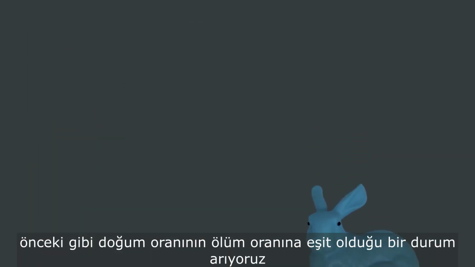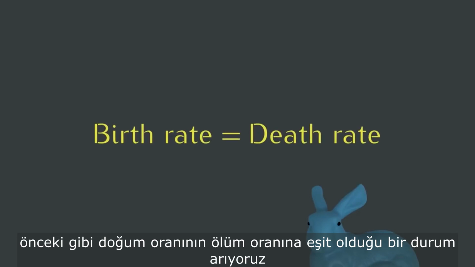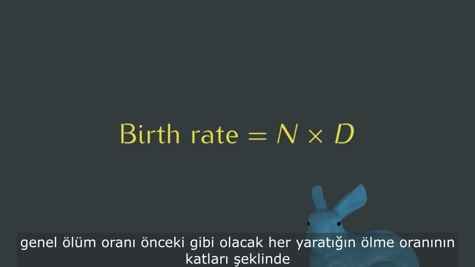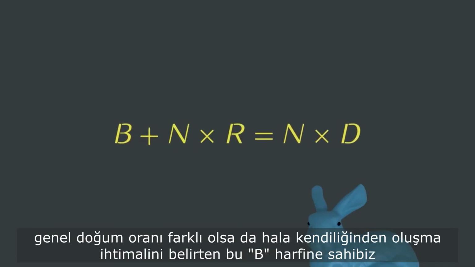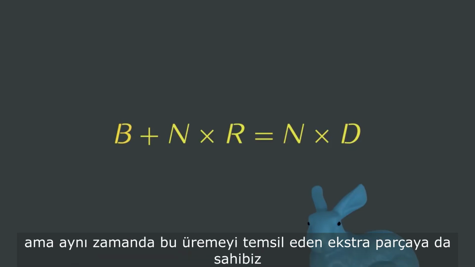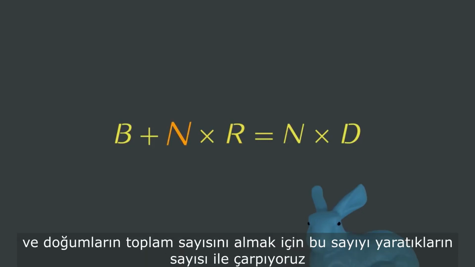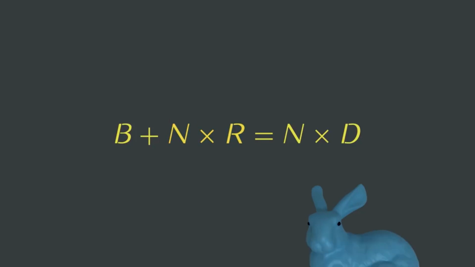Just like before, we're looking for a situation where the birth rate is equal to the death rate. The overall death rate is just like it was before. It's the number of live creatures times the likelihood of each creature to die. The overall birth rate is different though. We still have this B, which stands for the likelihood that a new creature will spontaneously pop into existence like a raindrop. But we also have this extra piece to account for reproduction. This works just like the overall death rate. Each creature has its own chance to reproduce, so we multiply that chance by the number of living creatures to get the total number of births we expect from reproduction each frame.